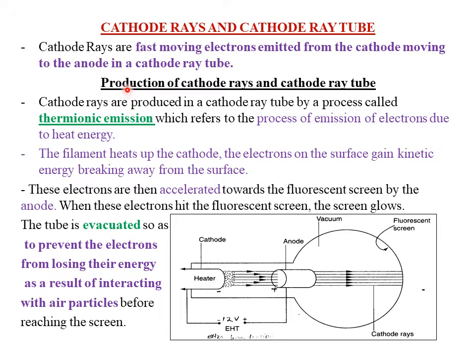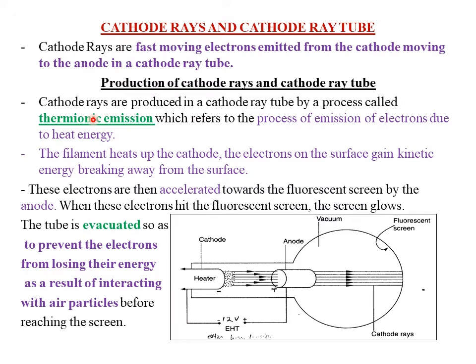So let's look at the process of production of the cathode rays in a cathode ray tube. Cathode rays are produced in a cathode ray tube by a process called thermionic emission. The word thermionic is from two terms: thermal, which simply means heat, then ion, which means either a positively or negatively charged material. Remember, under ions, the two types we have are the electrons and the protons. The protons are positively charged, while the electrons are negatively charged. But for this case, we are specifically concerned with the electrons, because cathode rays are negatively charged.